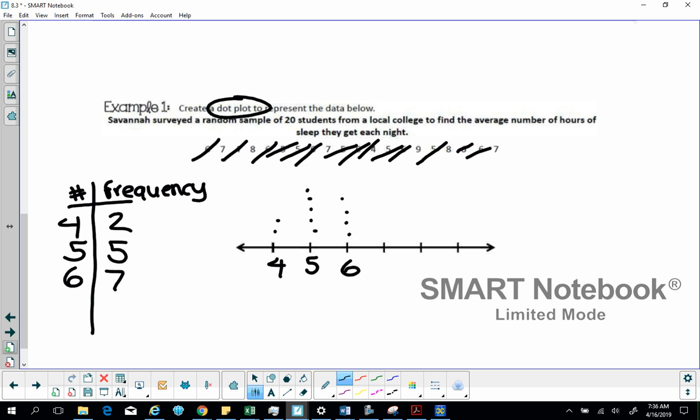Easy enough, guys, right? Get the gist of this. How many 7s are there? 3. Good. 1, 2, 3. How many 8s? 2. How many 9s? 1.